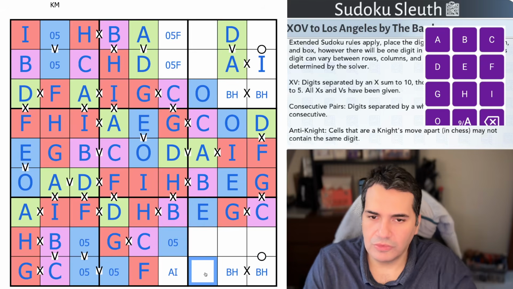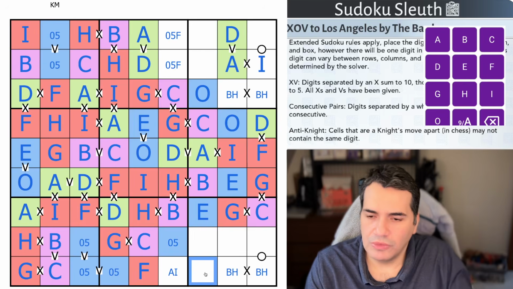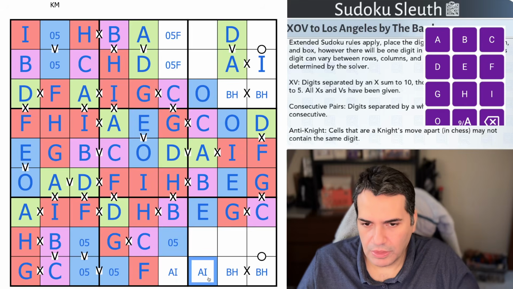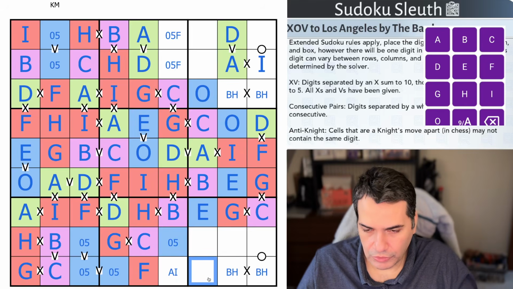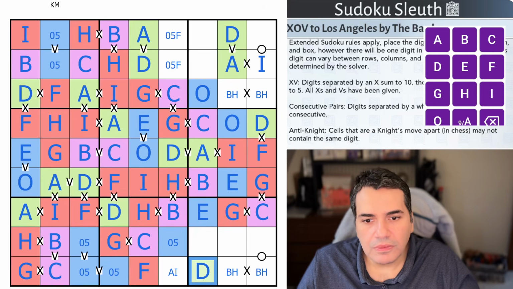This is AI, and it's, oh, right, so low digits first, done. Can't be AI, otherwise these two cells have to add up to 10. So it is something else. It is the missing D. That's what it's missing. There you go.